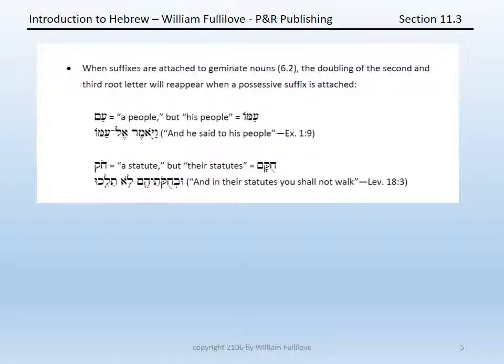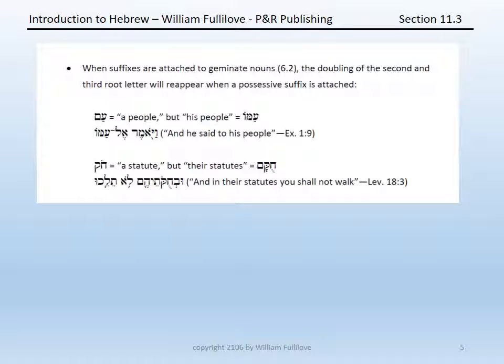Second, when dealing with geminate nouns, which we covered in Chapter 6, Section 2, remember that the geminate nouns have a doubled second and third root letter. In the singular forms of such nouns, that doubled letter is rarely indicated, but you will recall that in plural forms, or other forms with endings, the gemination would often reappear. There would be an indication, usually via a dagesh forte, of the doubled root letter.